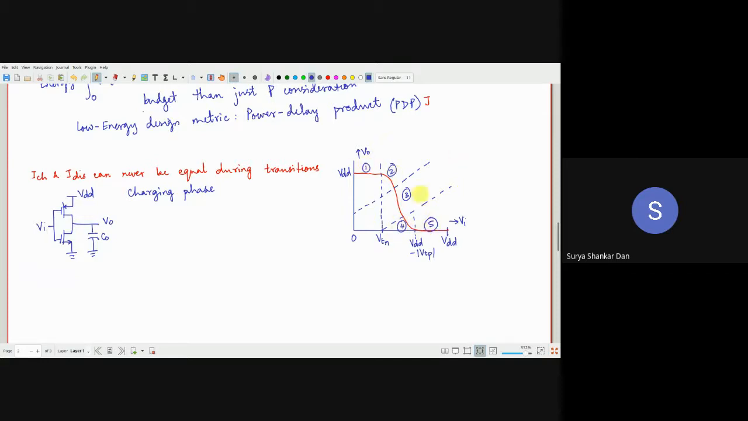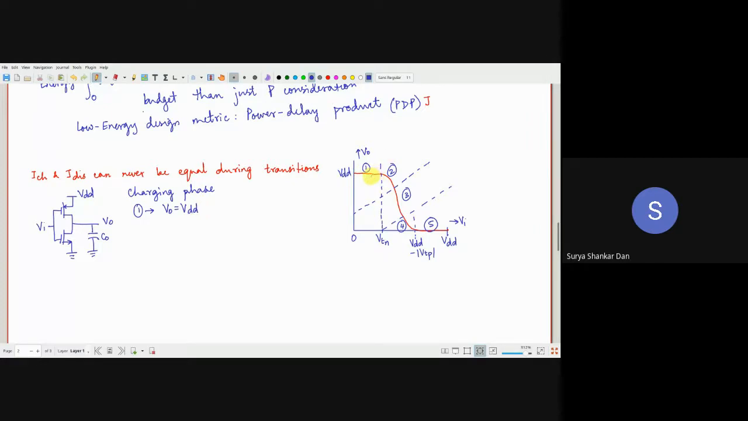In region 1 and 5, these are the static conditions. That means there is no switching between 0 and VTN, and VDD minus VTP and VDD. So this charging and discharging phase: during this static phase 1 and 5, the only currents. In phase 1, the VO is always VDD, as I have shown over here.